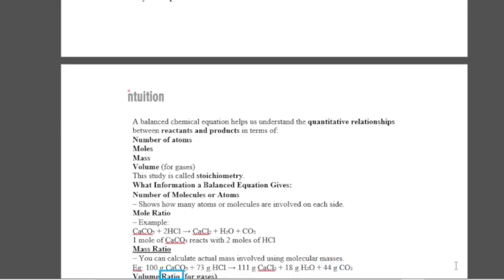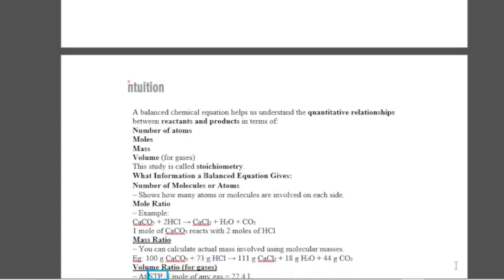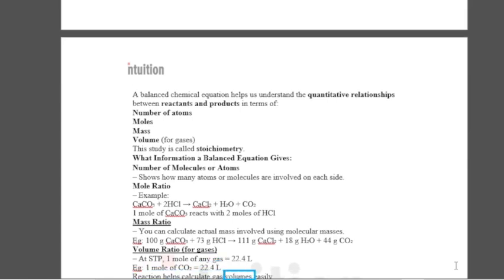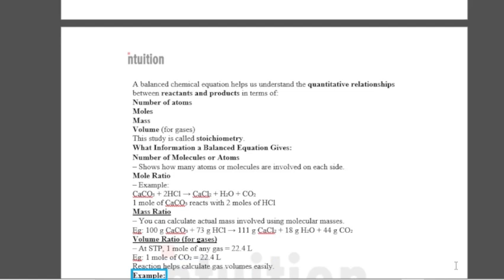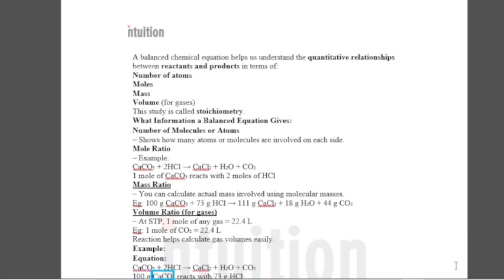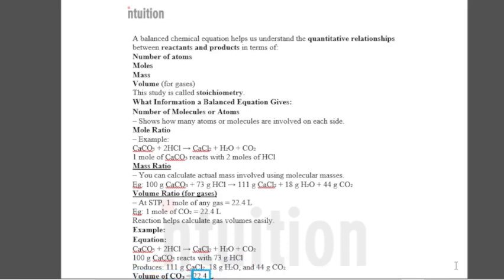Volume ratio. For gases at STP, 1 mole of any gas is equal to 22.4 L. For example, 1 mole of CO2 is equal to 22.4 L. The reaction helps calculate gas volumes easily. Example equation: CaCO3 plus 2HCl gives CaCl2 plus H2O plus CO2. 100 g CaCO3 reacts with 73 g HCl and produces 111 g CaCl2, 18 g H2O and 44 g CO2. The volume of CO2 is 22.4 L.